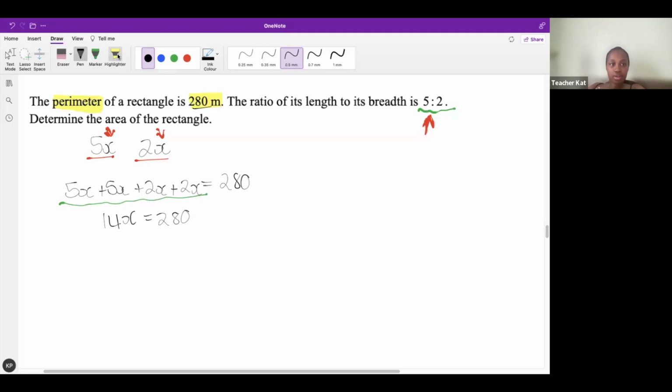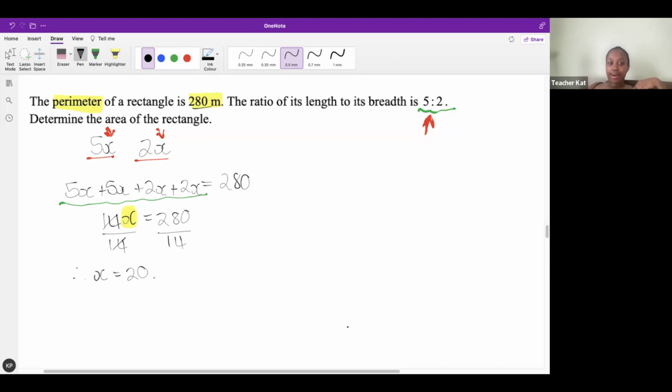So how are we going to find out what this x is? We're still looking for x here. Divide. Okay, these 14s will cancel out. So therefore the x will be 20.